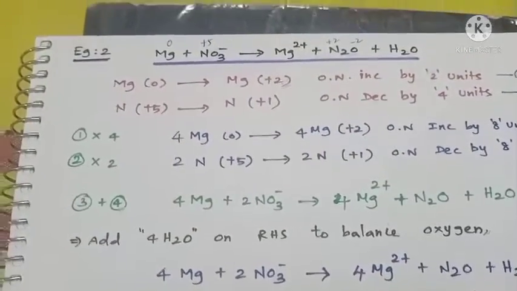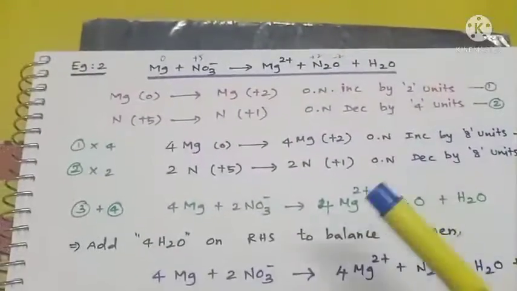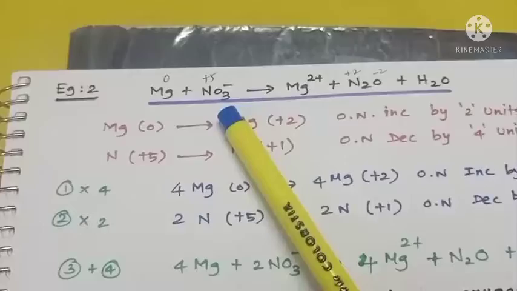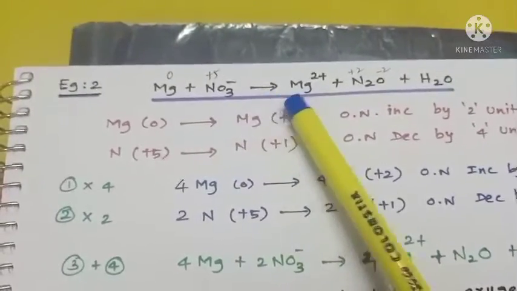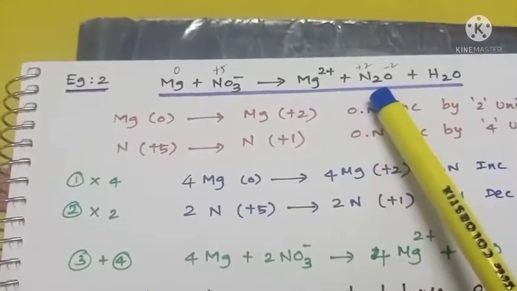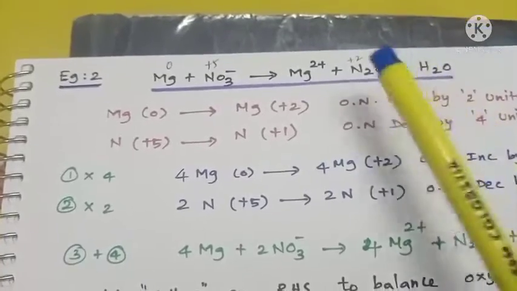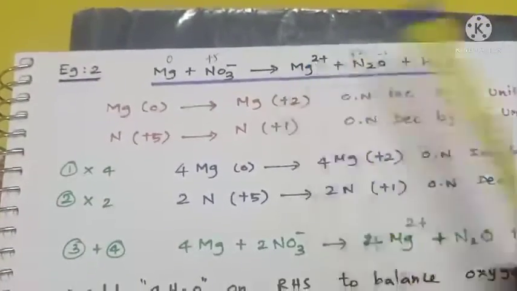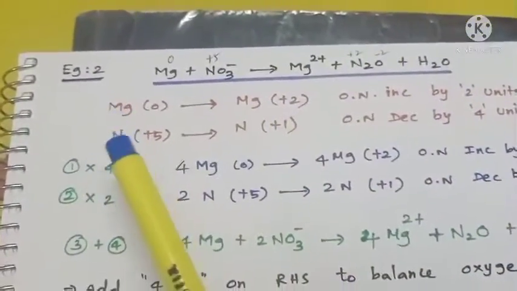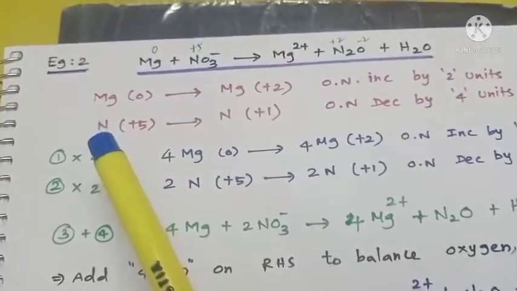Look at the next example. Magnesium reacts with nitrate ion: Mg plus NO3 minus gives Mg2 plus ion plus N2O, nitrous oxide, plus water. Now this you have to balance based on the oxidation number method. Let us find out the oxidation number decrease and increase.